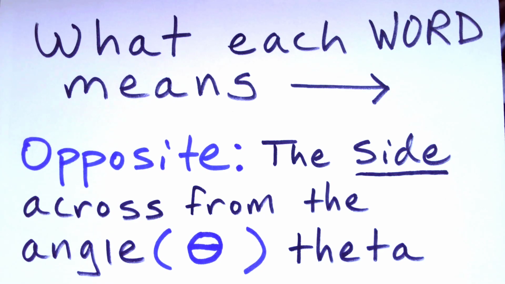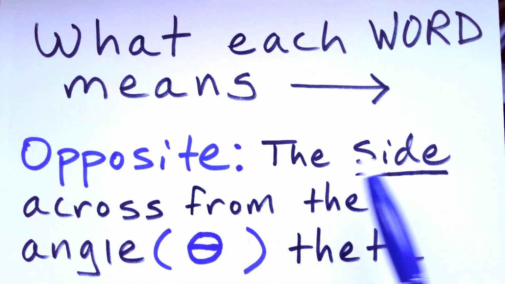Welcome back to part 2 video of going over SOH CAH TOA, sine, cosine, and tangent. So it's very important we understand what the words are meaning, right? Opposite, adjacent, hypotenuse. So let's do that.